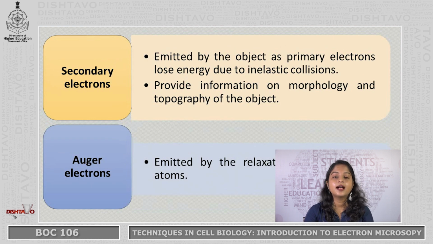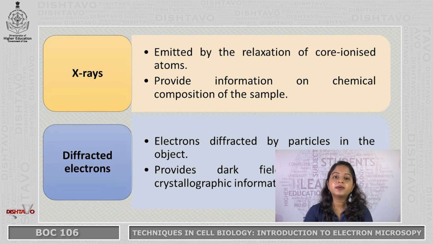Secondary electrons are emitted by the object as the primary electrons lose energy due to inelastic collisions, and they provide information on the morphology and topography of the specimen. Auger electrons are emitted by the relaxation of core ionized atoms. X-rays are emitted by the relaxation of core ionized atoms, and they provide information on the chemical composition of the sample.